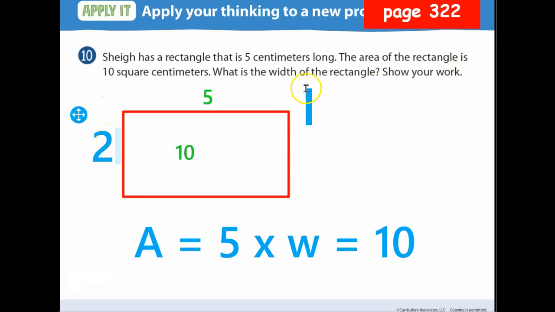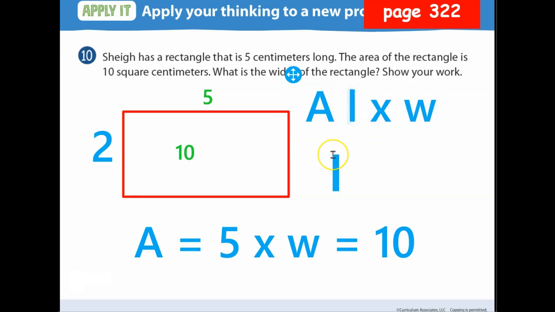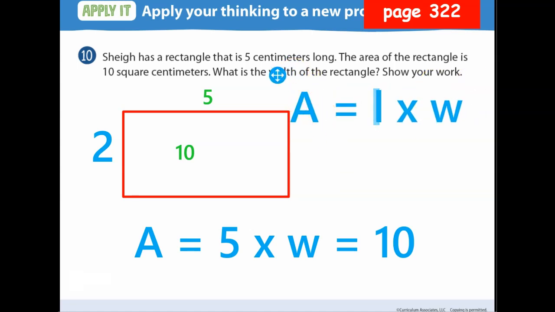So if the formula is A equals length times width, we already have the length was 5, right? But we didn't know what the width was, and they told us that the area was 10. So I need to find out what 10 equals 5 times what? Well, what was it? 2.